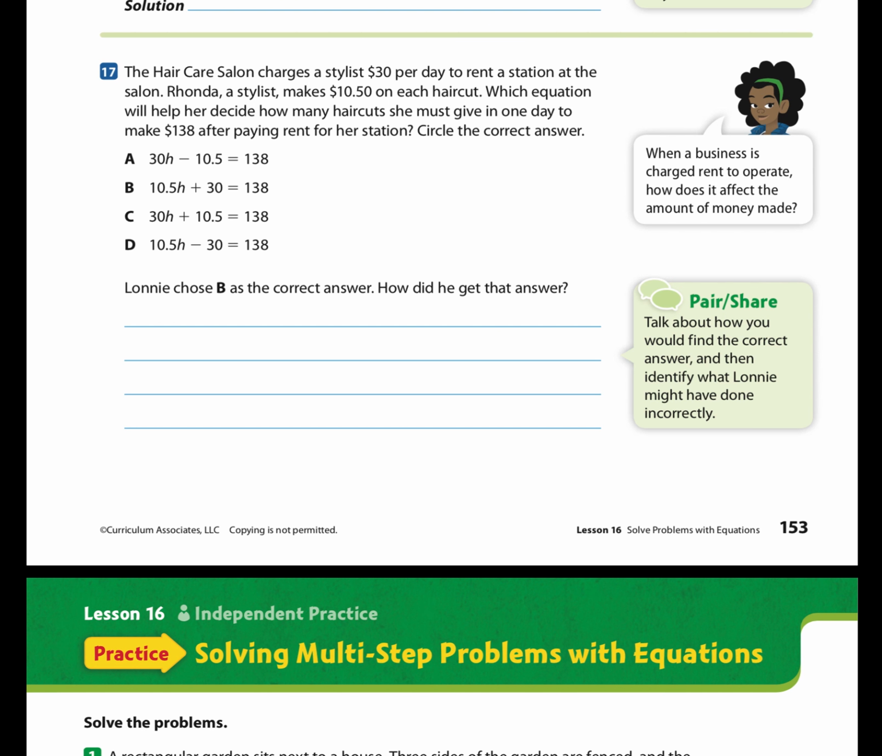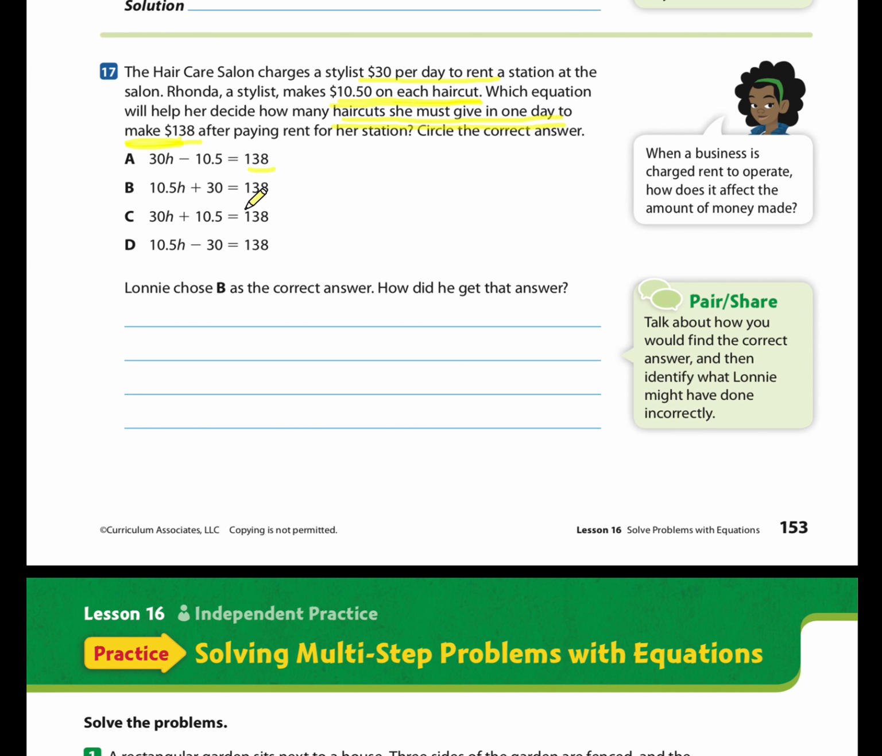So we have some things I want to highlight here. It pays $30 a day for rent. So no matter what, she has to pay $30 a day. Of course, you can say, well, how much is that in a week, but they're not asking for all that. She makes only $10.50 on a haircut. We're not talking about all the other things she could be doing, so don't go there. Now, I want to know how many haircuts she must give in one day to make $138.